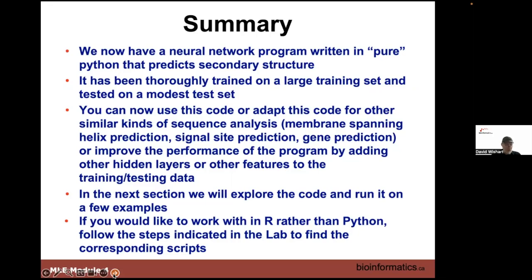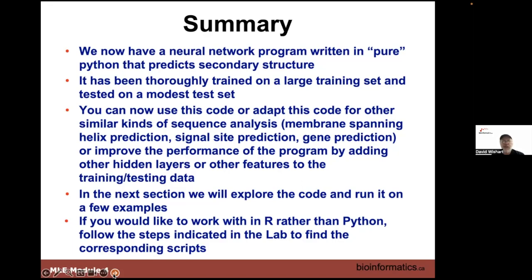So what we've done here is we've written a secondary structure prediction program in Python. We trained it on hundreds of examples, not thousands, and we tested it on a modest set. The code can be used to do other types of secondary structure analysis. So there are also tasks where you have to predict whether a protein is going to have a membrane spanning region or whether there's a signal region, a signal peptide. And so this is a similar concept. And again, if you have training data, enough of it, then this model could kind of learn it. You could also use it for signal site prediction and gene prediction. And in fact, we'll use some of the same concepts that we've done for secondary structure and apply it tomorrow to gene prediction.